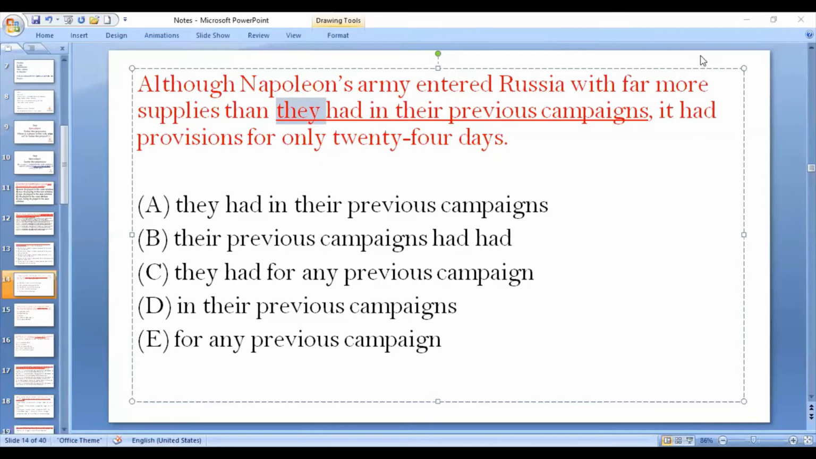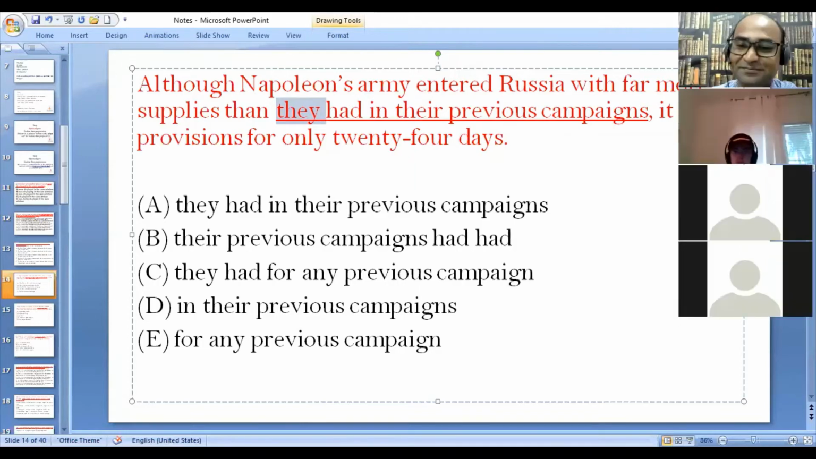Do you want me to repeat any of the options, people? How can you differ between D and E? Okay. So "their previous campaign". Whose previous campaign? The army's previous campaign? So we considered army singular? Yeah. So "it's" or "their". What do you think?